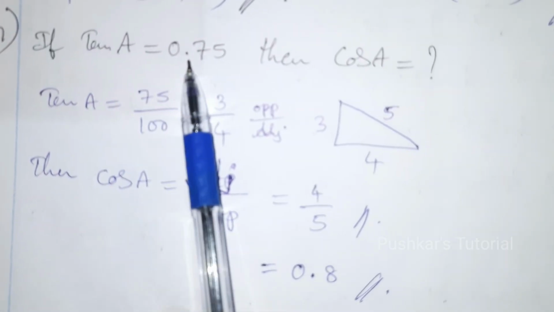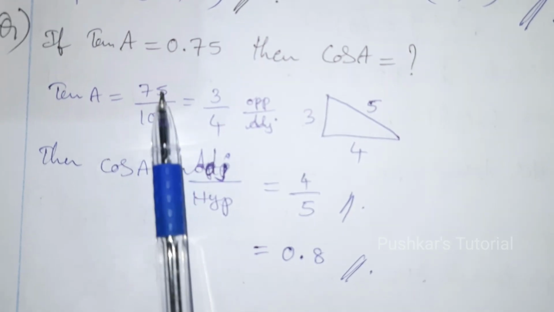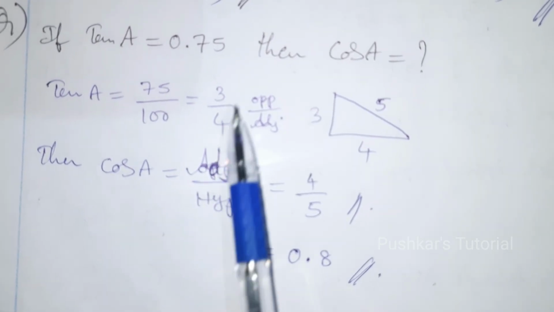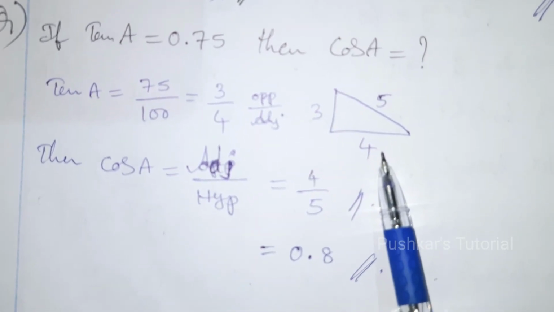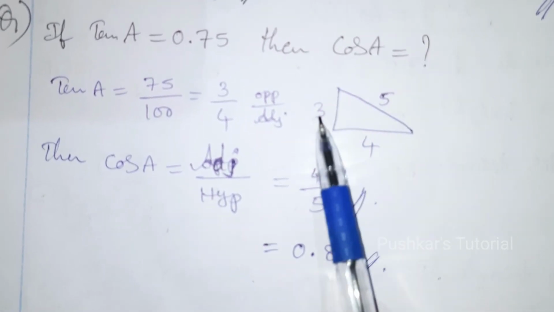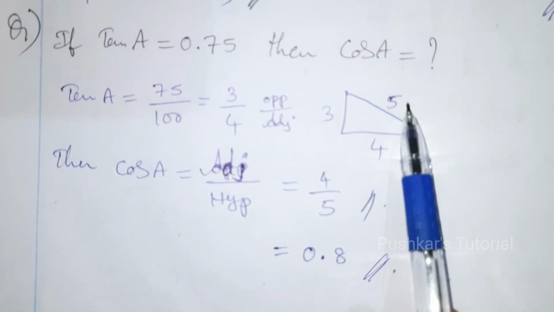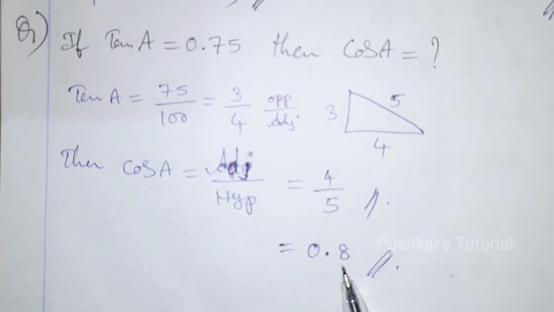If tan A is equal to 0.75, then find cos A. So tan A means 75 by 100 here. So 25 3s are 75, 25 4s are 100, opposite by adjacent. So 3, 4. Already we told Pythagoras triplet 3, 4 will come, means the other side is 5. Cos means adjacent by hypotenuse. So 4 by 5. So decimal is 0.8, that is the answer.